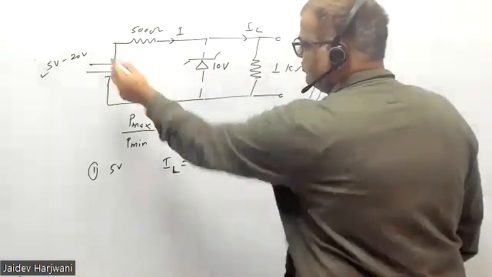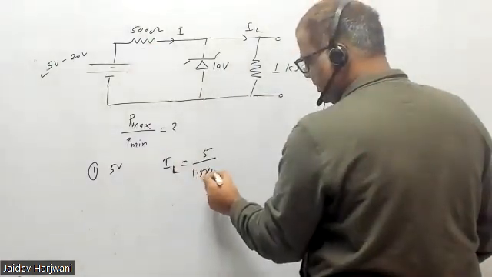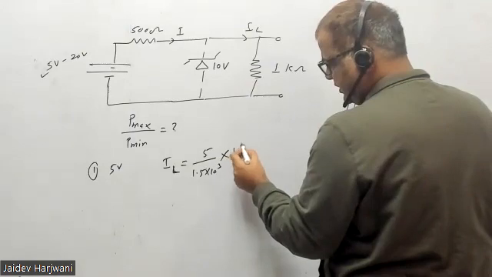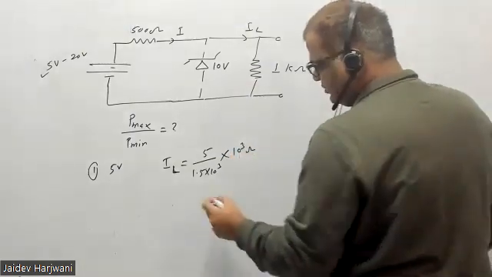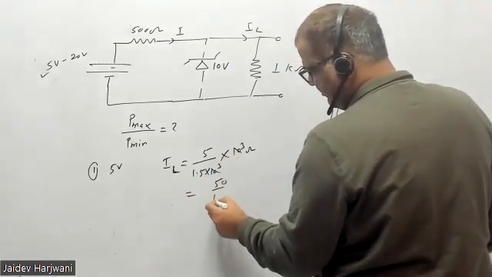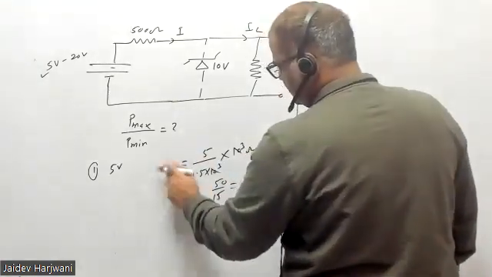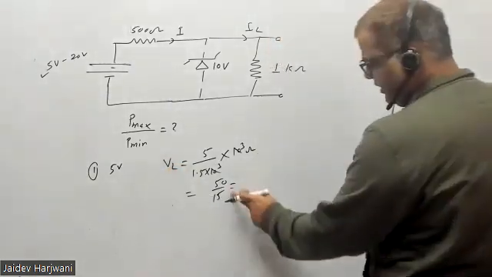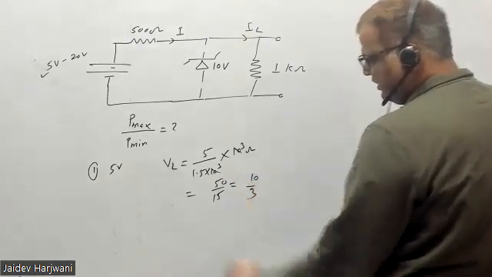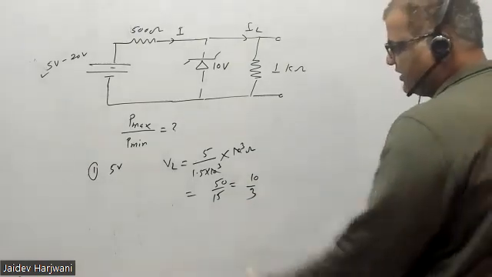So IL will be what? You have a 5 volt battery, total resistance is 1.5 kilo ohm. I want the voltage across this load, which is 1000 ohm. So IL will be 5 upon 1.5 kilo, or 50 upon 15 milliamp. I have multiplied by the resistance also, so this becomes your VL. VL is how much, tell me? 10 by 3 volt. So now what is the power here?